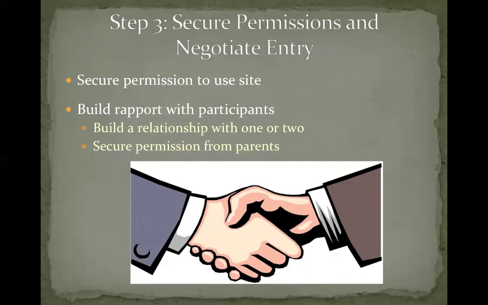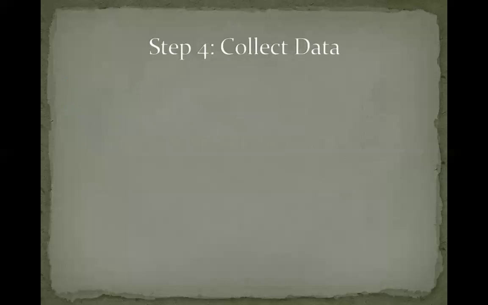The best idea is to build a relationship with 1 or 2 participants, and once they have gained your trust, then explain the purpose of your study. You would want to ask them if they know any volunteers that would be willing to be observed. If they are students that are under legal age, you would have to secure permission from their parents first. Once you have secured entry into the research site and identified participants, you are ready to collect data in step 4.